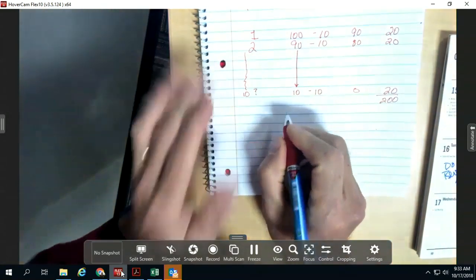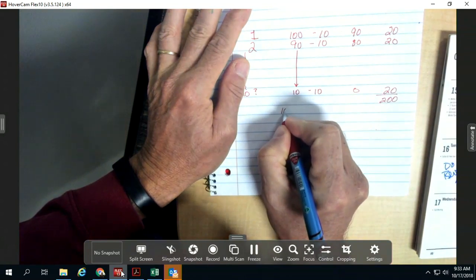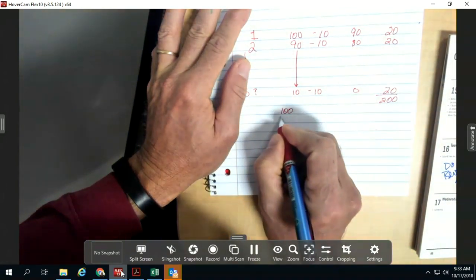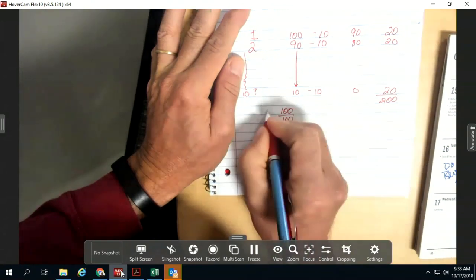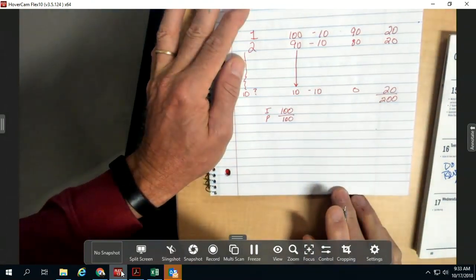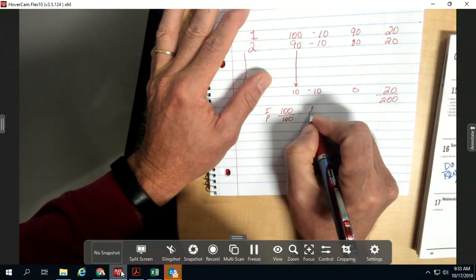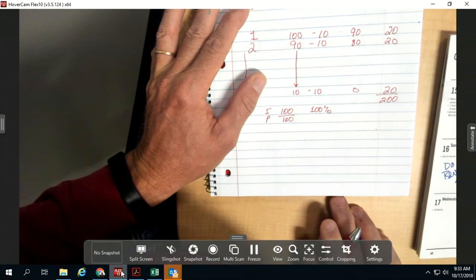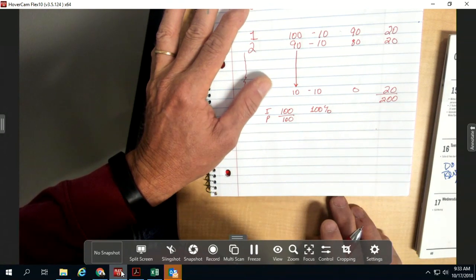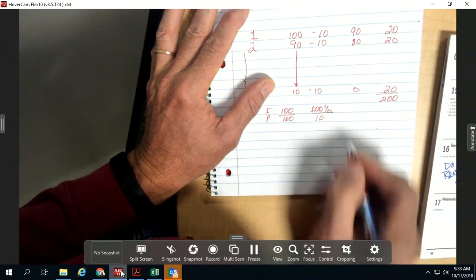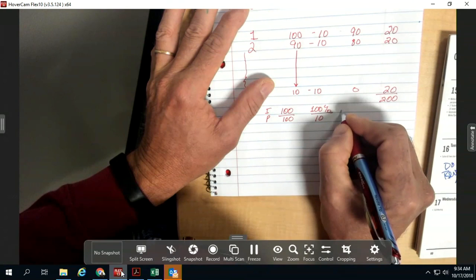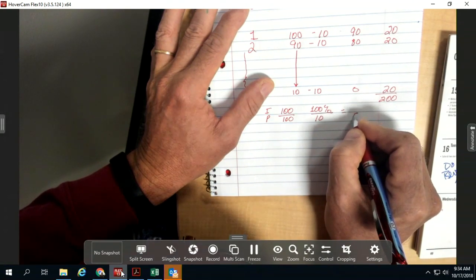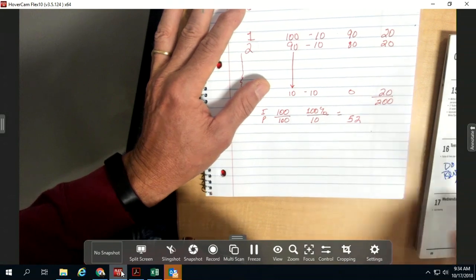Would you agree we have $100 in interest divided by $100, so this is interest divided by the $100 that we borrowed, right? Which is 100%. Everybody agree? The interest rate is 100%. For how long? For 10 weeks, right? How many weeks are there in a year? 52 weeks in a year.